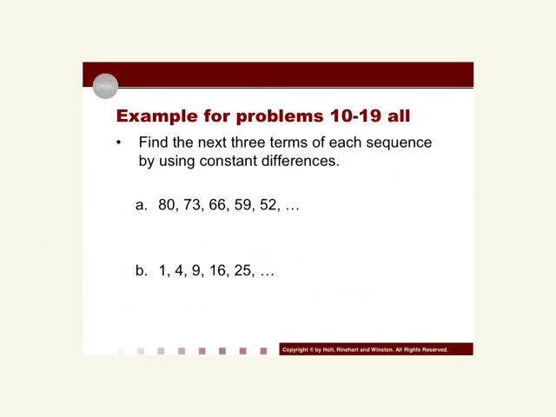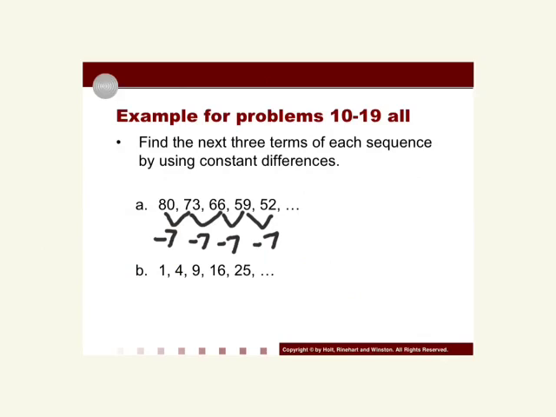All right, let's look at a couple more examples here. It says find the next three terms of each sequence by using constant differences. So what we're going to do here is find what the next three terms of this number sequence would be, and we're going to do so by looking at differences. So let's jump right into it. 80 and 73, what's happening there? Oh, I can see it's going down by 7. 73 to 66, oh, going down by 7. 66 to 59, oh, down by 7. 59 to 52, down by 7. So as you can see, it keeps going down by 7.